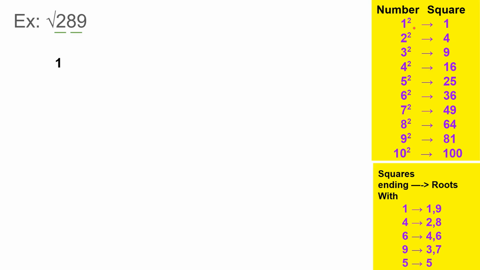For the second digit, the number ends with 9, which means I have two possibilities, 3 and 7. So it may be 13 or 17. So I'll take the in-between number, 15. So 15 square is 225. Now compare this with 289. So 289 is greater than 225. So the root must be greater than 15. So my answer is 17.